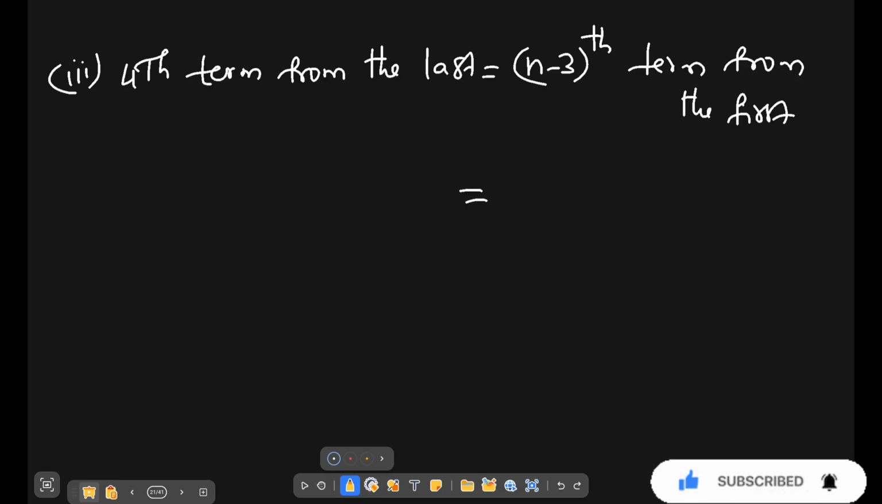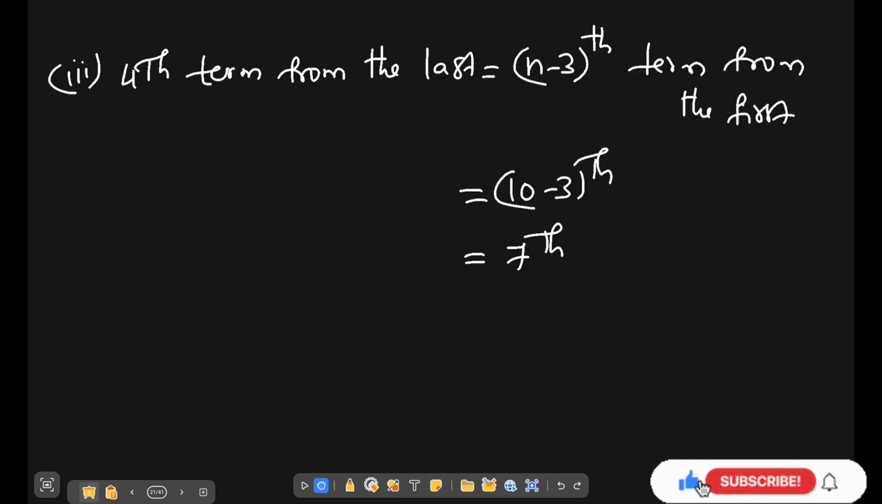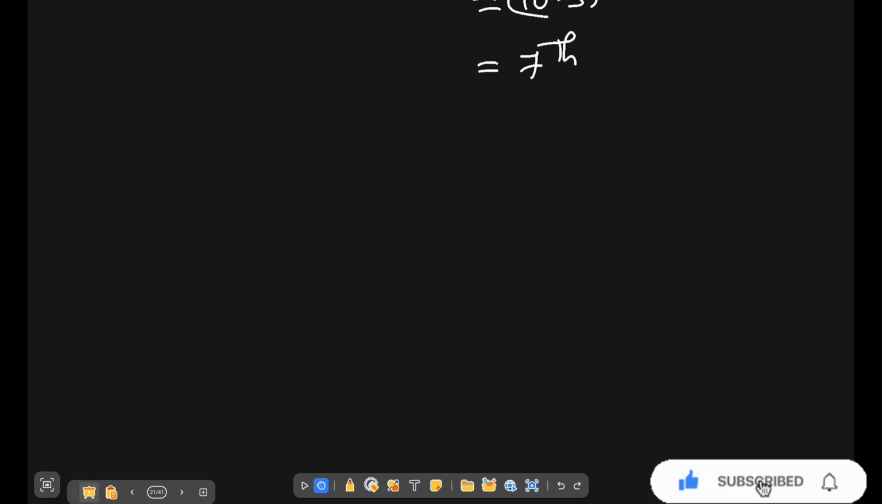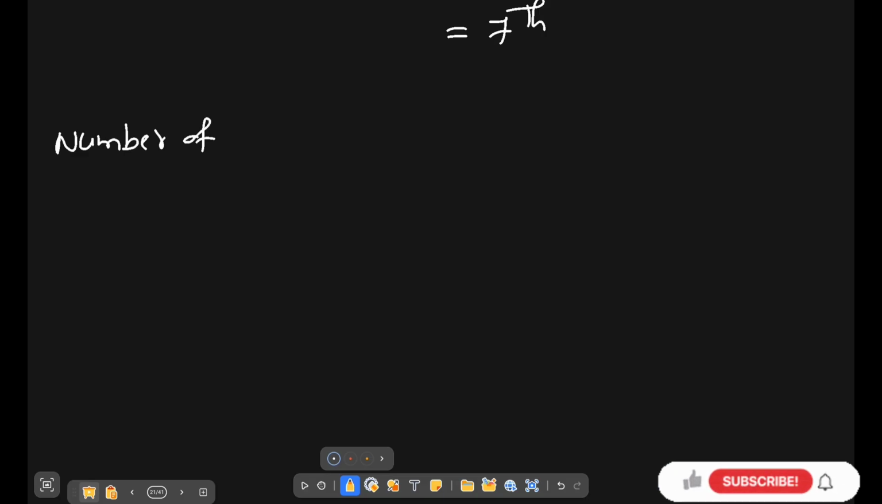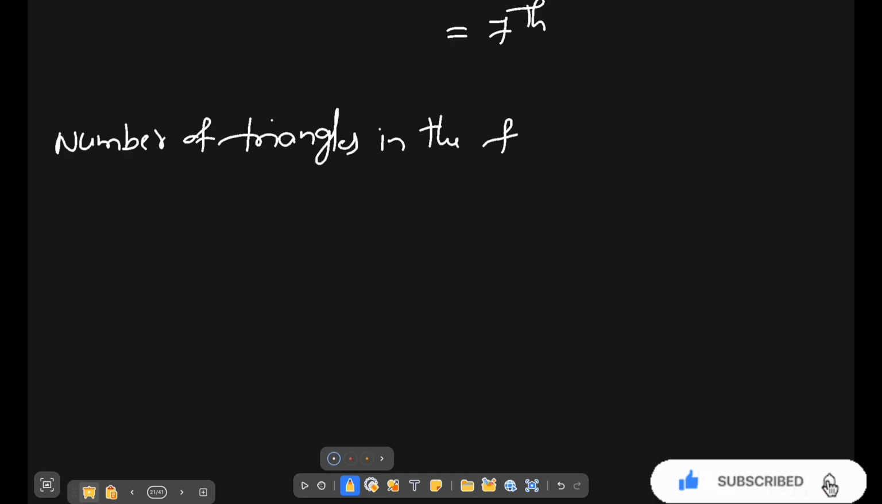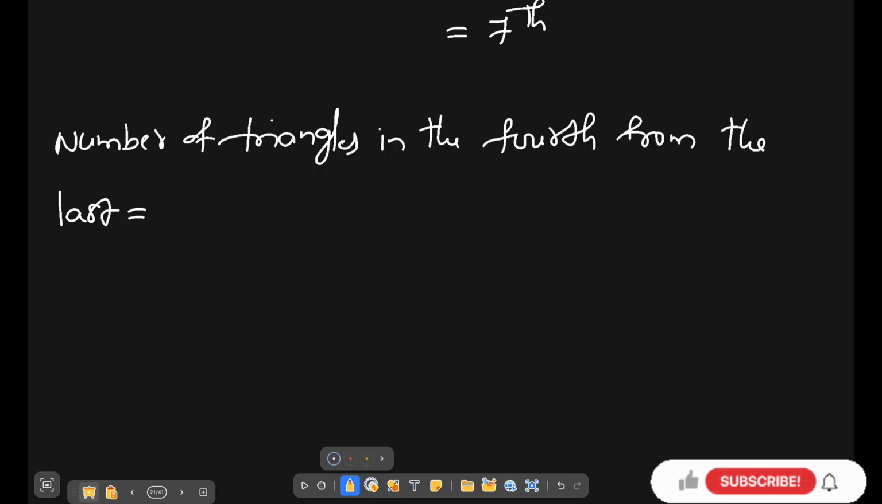So that means here n minus 3, there are 10 terms minus 3. So that means it is the seventh term from the first. So then we can find the number of triangles in the fourth row from the last. The number of triangles in the fourth row from the last will be equal to the seventh term.